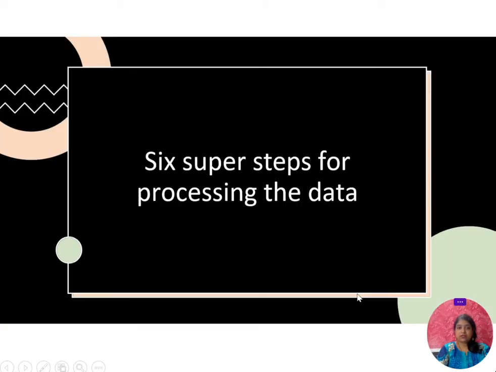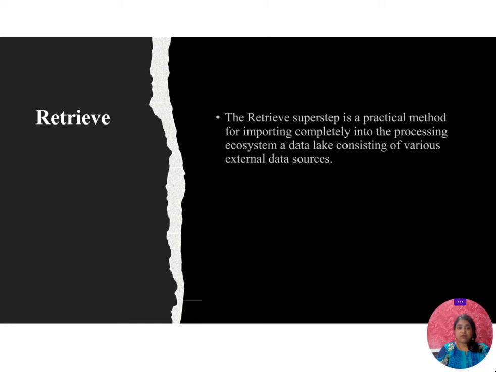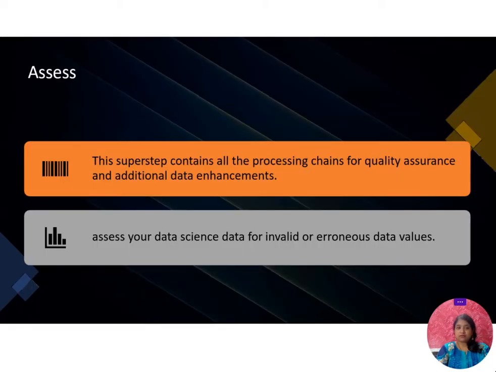Then comes the 6 super steps for processing the data. So let's see what the 6 super steps are one by one. First is the retrieve. The retrieve super step is the practical method for importing data completely into the processing ecosystem. A data lake consists of various external data sources from which we can retrieve.